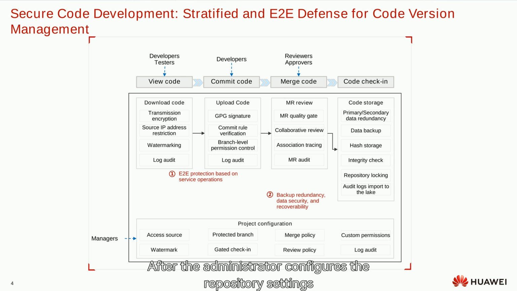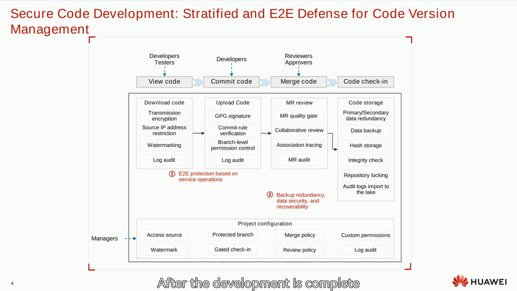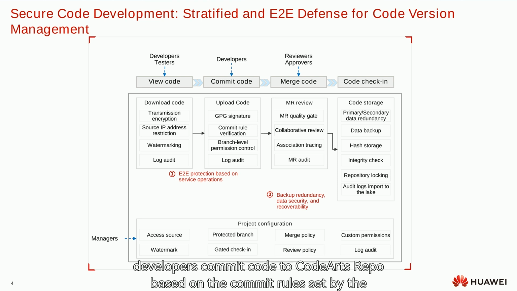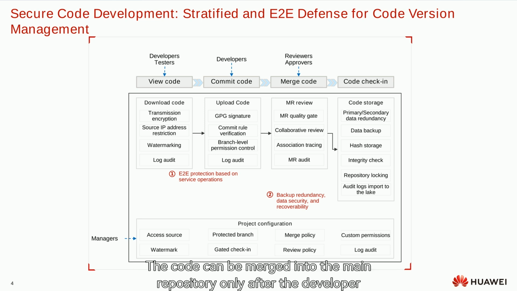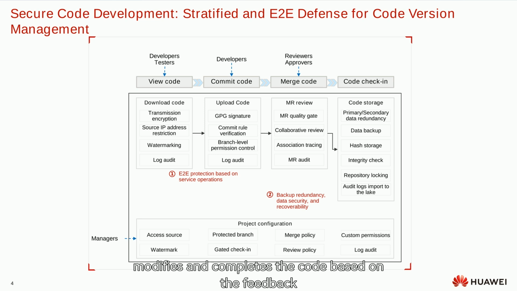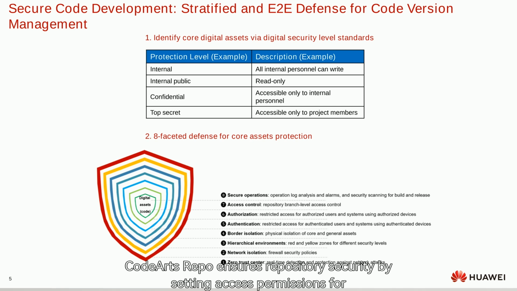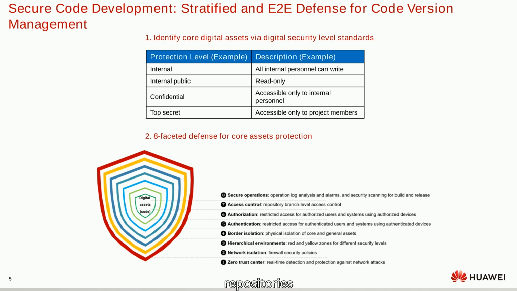After the administrator configures the repository settings, developers can view, clone, or download repositories to the local host for development. After the development is complete, developers commit code to CodeArts Repo based on the commit rules set by the administrator. Then, code reviewers and approvers check the code files based on specifications. The code can be merged into the main repository only after the developer modifies and completes the code based on the feedback.